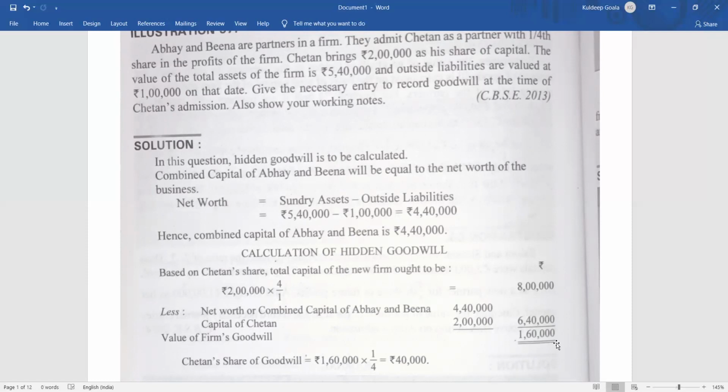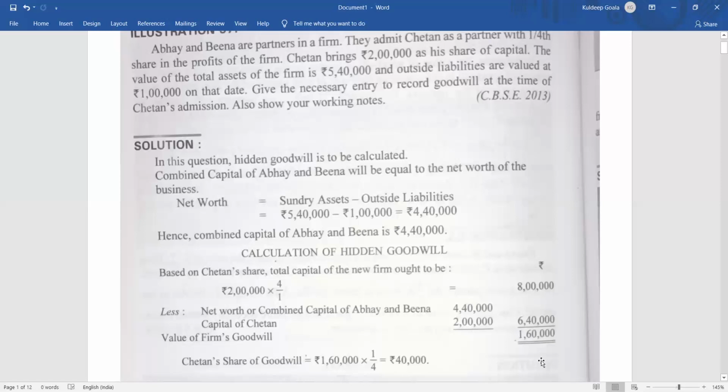Once again, I'm repeating the net worth. That means the capital employed was how much? 4,40,000 before Chetan's admission. Then Chetan added 2 lakh more, so now it became 6,40,000. Isn't it? The net worth was 4,40,000, right? Along with that, 2 lakh was added, so now the net worth is 6,40,000. And reciprocating the capital value, we can see the value of the business is 8 lakh.